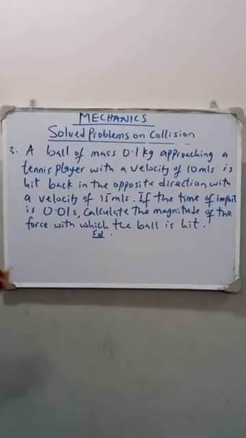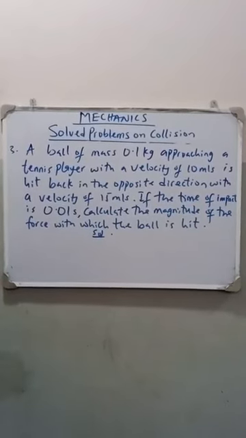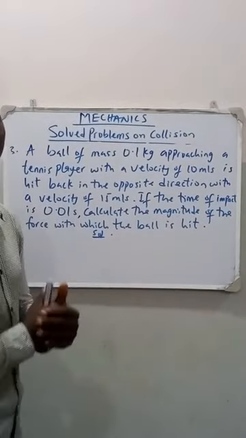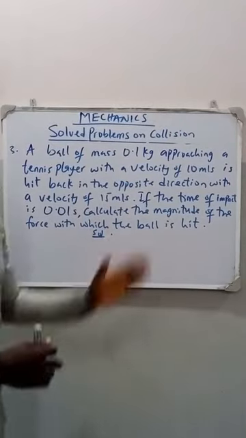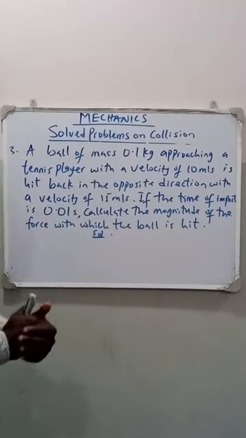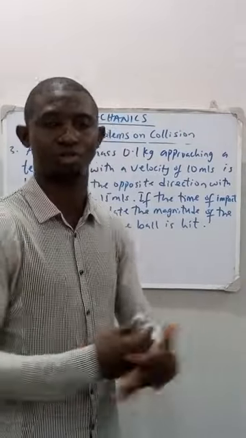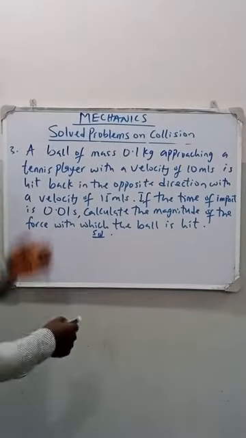The next question says a ball of mass 0.1 kilogram approaching a tennis player with a velocity of 10 meters per second is hit back in the opposite direction with a velocity of 15 meters per second. If the time of impact is 0.01 seconds, calculate the magnitude of the force with which the ball is hit. So this is another way of solving problems related to collision. Unlike the other examples, in this example we are going to calculate force, in which we are given the time. So collision can also be related to impulse.